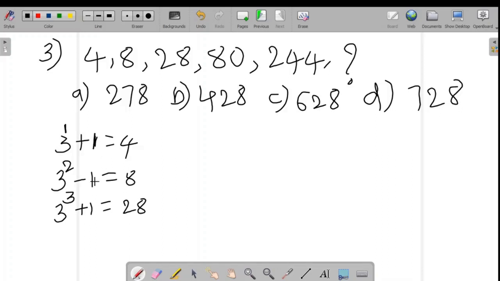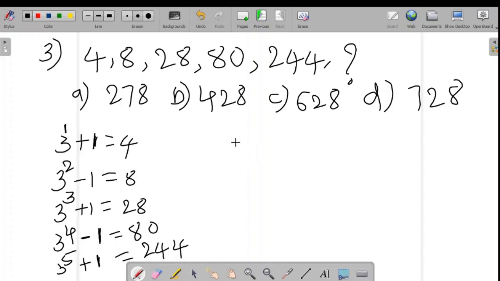So again plus 1, minus 1, plus 1. Next should be minus 1. That is 3 to the power 4 minus 1. That is 3 to the power 4 is 81. 81 minus 1 is 80. Next is 3 to the power 5 plus 1, because plus, minus, plus 1. What is 3 to the power 5? 3 to the power 5 is 243 plus 1 is 244.